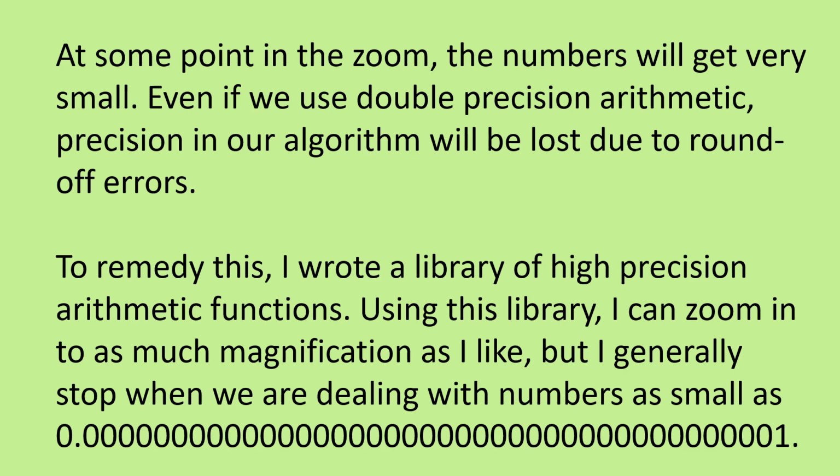Gradually, the area we're examining gets very small, and when we divide it into 1,440,000 points, the distance between these points is very small. Even using double precision arithmetic, we will still encounter many round-off errors. To fix this, I wrote a library of high-precision arithmetic functions. I can compute to whatever precision I want, but I generally stop when dealing with numbers smaller than 10 to the minus 40.